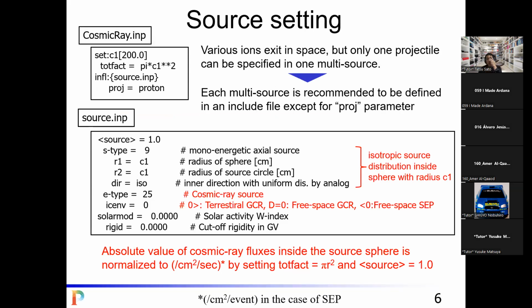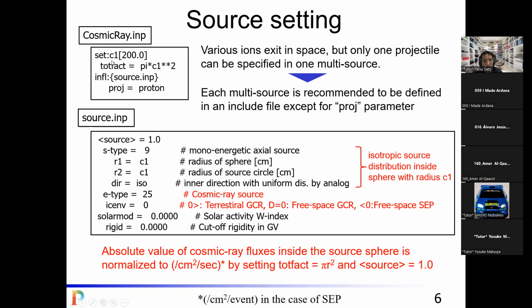Okay, so next I would like to talk about how to set up the source section, and the cosmic ray source. The various ions exist in space, but only one projectile can be specified in one multi-source. So each multi-source is recommended to be defined in an include file, except for the projectile parameter. In this cosmicray.imp, the source section is quite short.